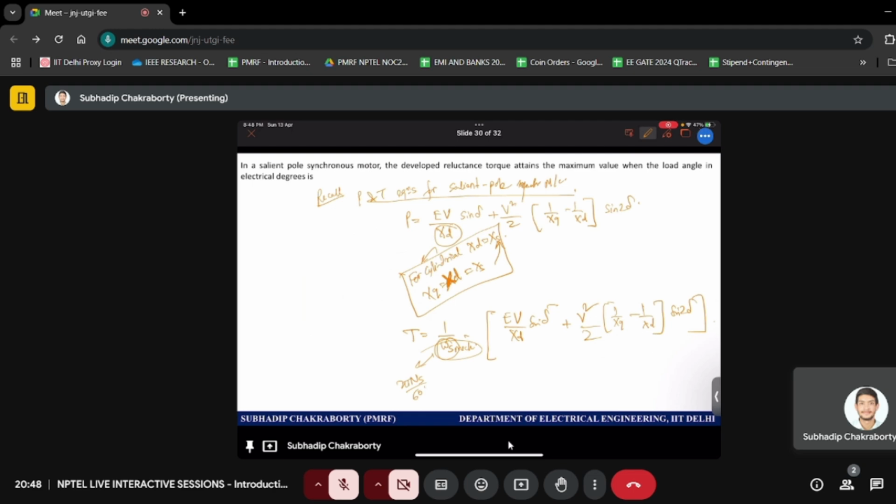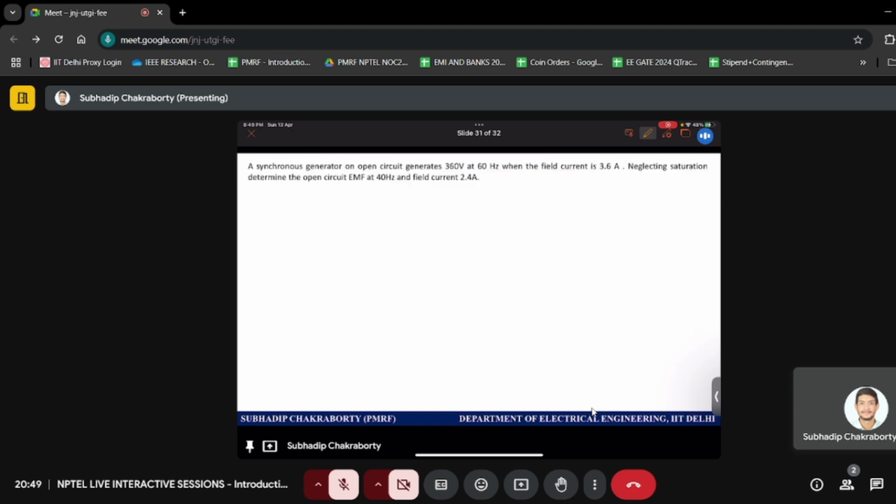So this is the reluctance torque term. When is it max? When sine 2 delta is max, which is 1, then 2 delta is 90 degree, or delta is 45 degree. So for 45 degree, the reluctance torque becomes maximum. So reluctance torque is at a maximum value for load angle to be 45 degree. So it was our derivation, and you can just see it.